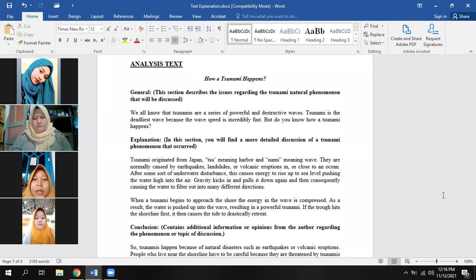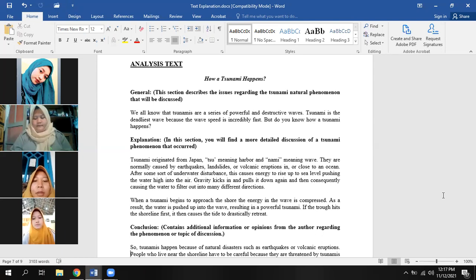We all know that tsunamis are a series of powerful and destructive waves. A tsunami is a giant wave because the wave speed is incredibly fast. But do you know how a tsunami happens? Explanation. In this section, you will find a more detailed discussion of the tsunami phenomenon. Tsunami originated from Japanese, "tsu" meaning harbor and "nami" meaning wave. They are normally caused by earthquakes, landslides, or volcanic eruptions in or close to an ocean.